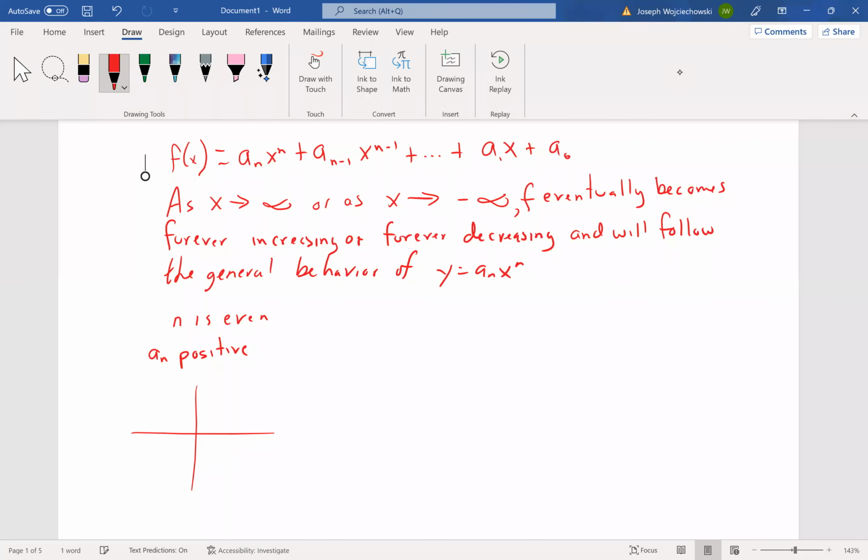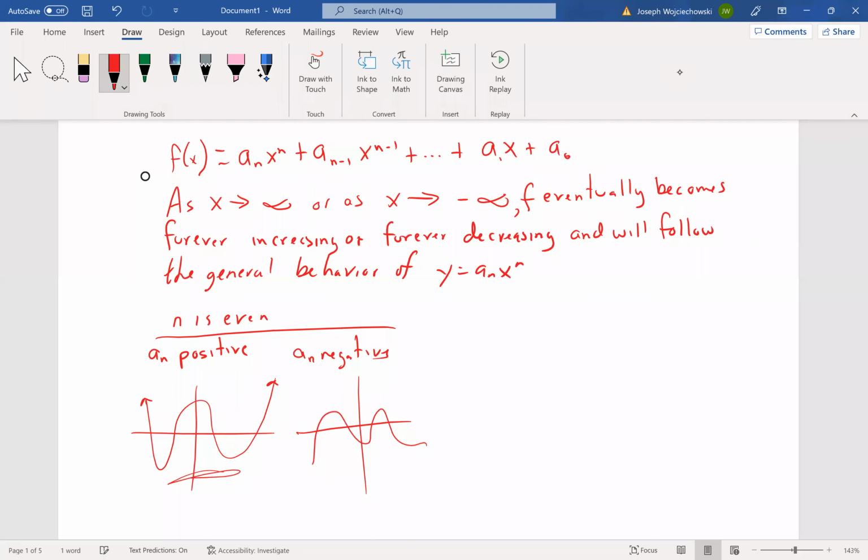We're going to have a graph that may do something like that. Essentially a variant of a parabola, depending on what n is. Of course, if n is 2, we simply have a parabola. If it's 4 or 6 or 8, we'll have more wobbles in here. So if a sub n is negative, well, again, we're just going to go like this. And again, the number of wobbles will be determined by typically the exponent, what n actually is.